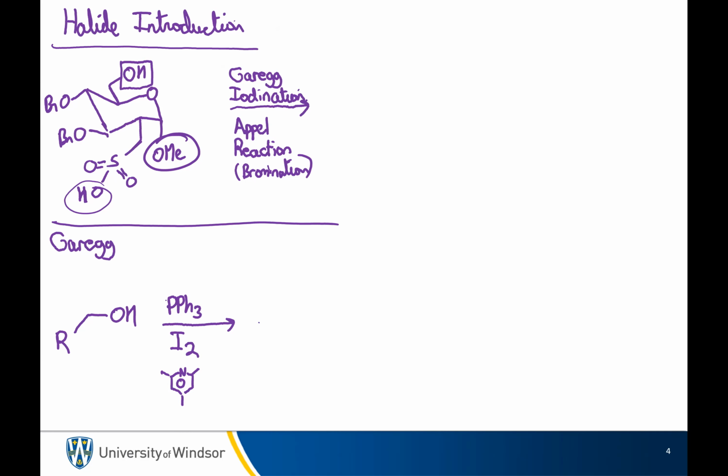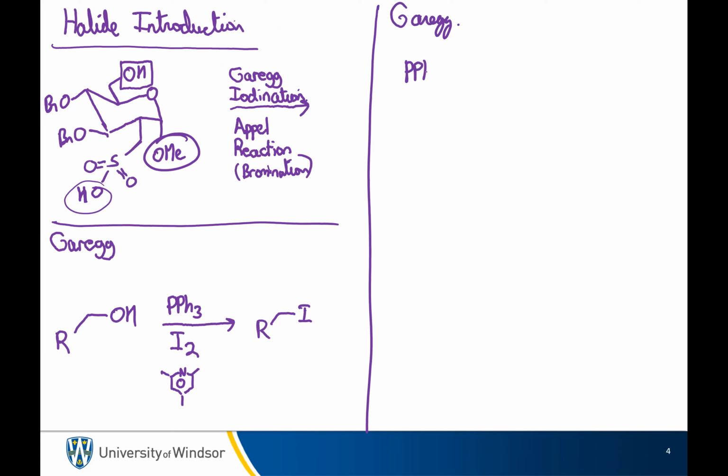And the overall scheme of what we're going to get is we're going to get RI. So what ends up happening here is the triphenylphosphine attacks the iodine.